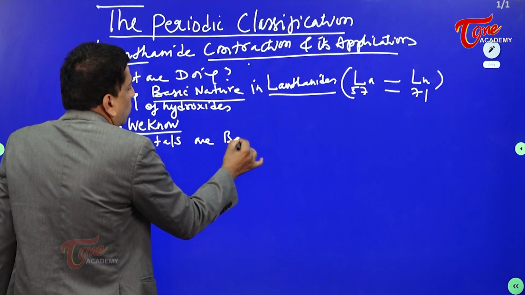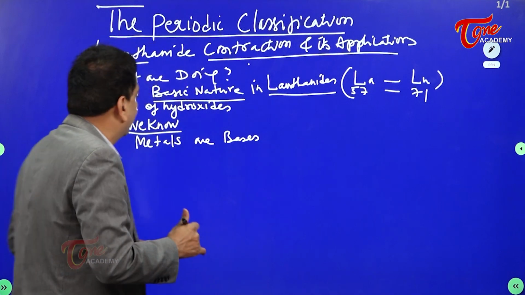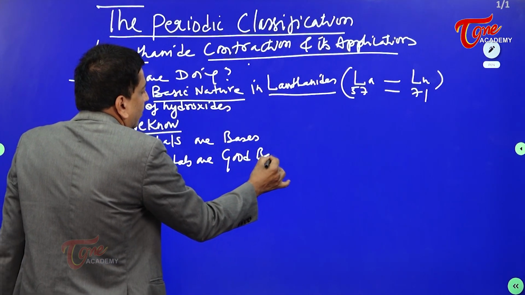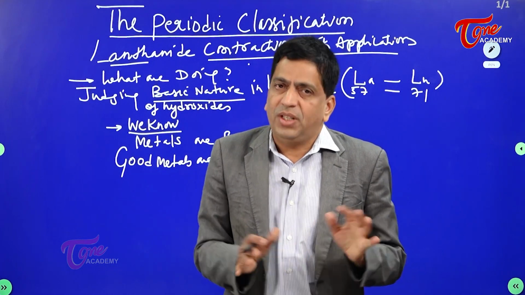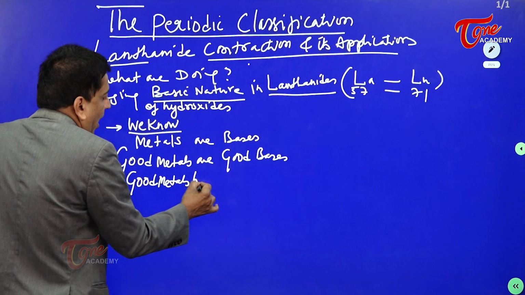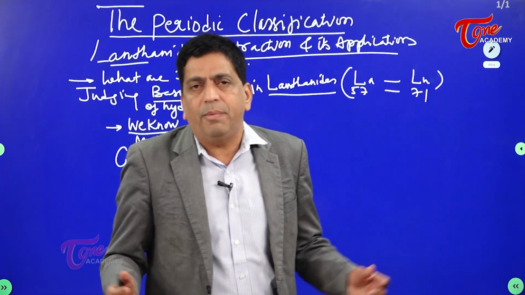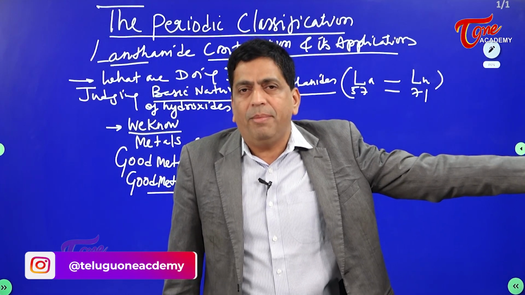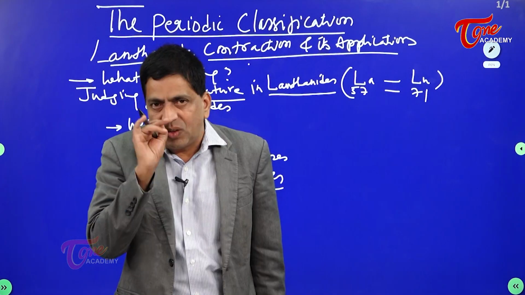metals are bases. If metals are bases, then good metals are actually good bases. If metals are basic, then good metals are more basic. Good metals have big sizes. So what is a great metal in the periodic table? Those metals are placed to the extreme left bottom of the periodic table, that is alkali metals. That's why we got the name alkali. The left side people have the biggest sizes, and left to right, the size decreases. You must understand that, right?